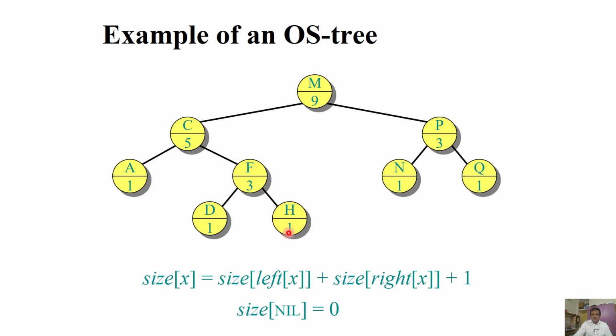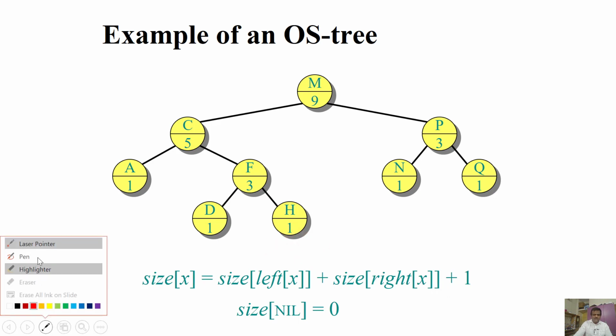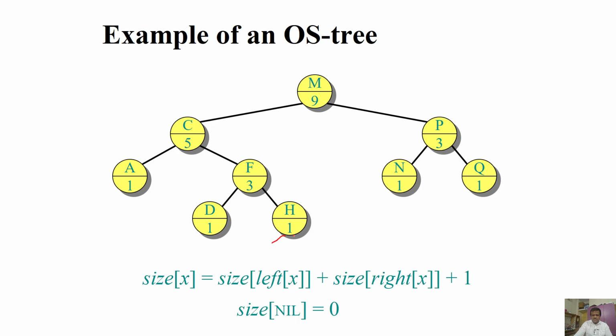Now here in this node we have 2 nils. Nils have size 0, so if we apply this formula, the size of this node is the size of the left subtree, which is nil, 0, plus 0, and then plus 1, the node itself, the subtree rooted at this. So this size is 0 plus 0 plus 1, which is 1. Similarly 1, 1, 1, 1.